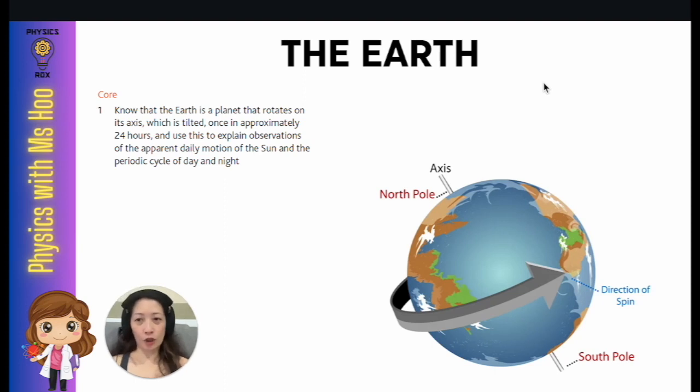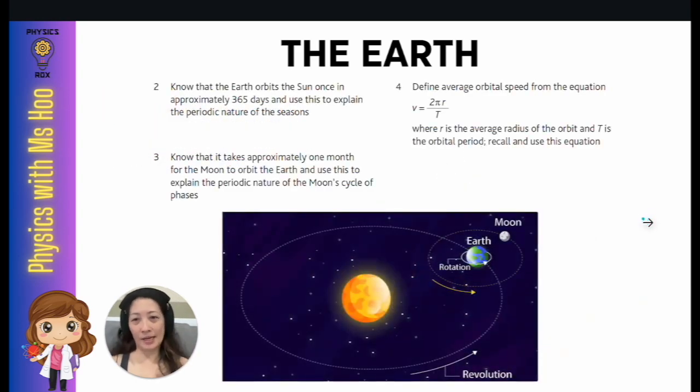In addition to knowing about its rotation, you also need to know that the Earth is tilted. That means the axis is not straight, but rather it is tilted, and the angle of the tilt is approximately 23.5 degrees. This tilt is what explains why we get the different seasons in different parts of the world. Something you need to know as written here in number 2.